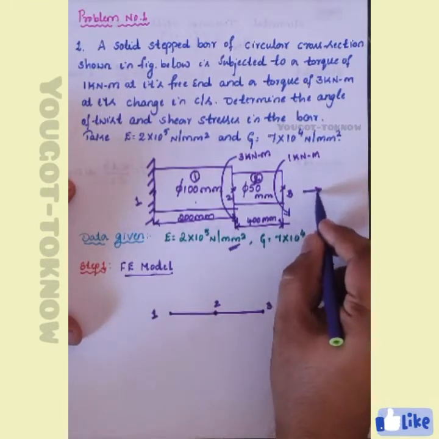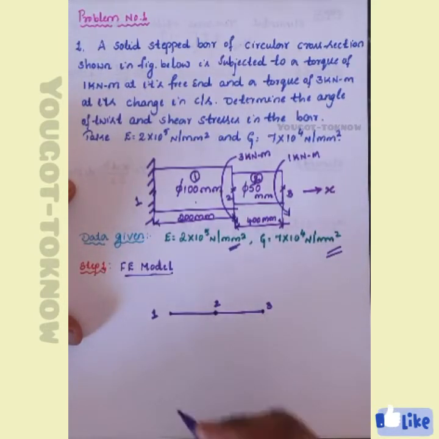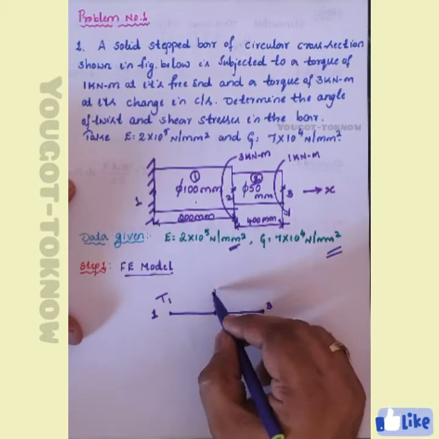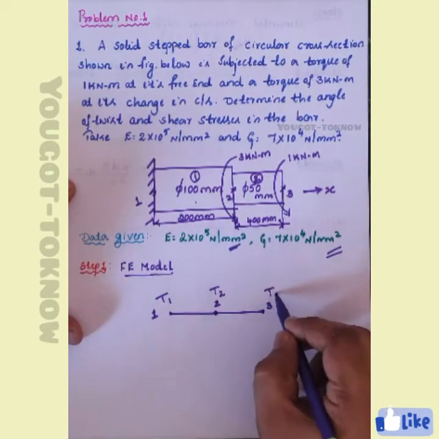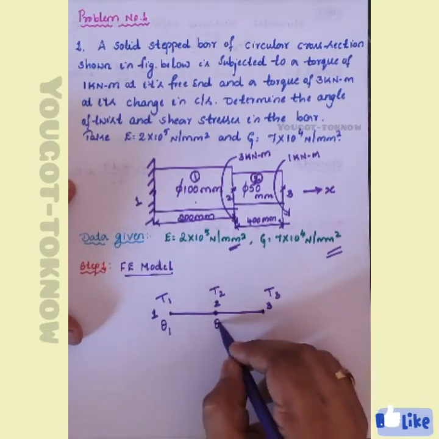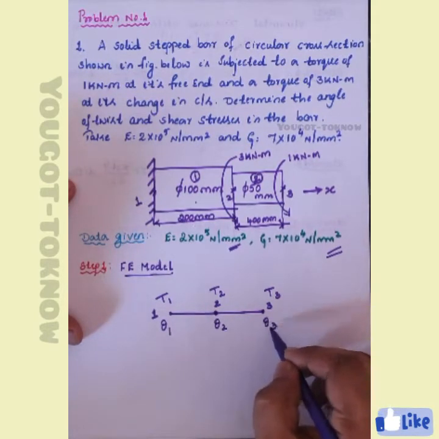You can consider the direction of x to be this. Now, generally, T1 is the torque at this particular point, T2 is the torque at this point, and T3 is the torque at this point. Apart from this, theta 1 is the angular twist at the first node, theta 2 is the angular twist at the second node, and theta 3 is the angular twist at the third node.